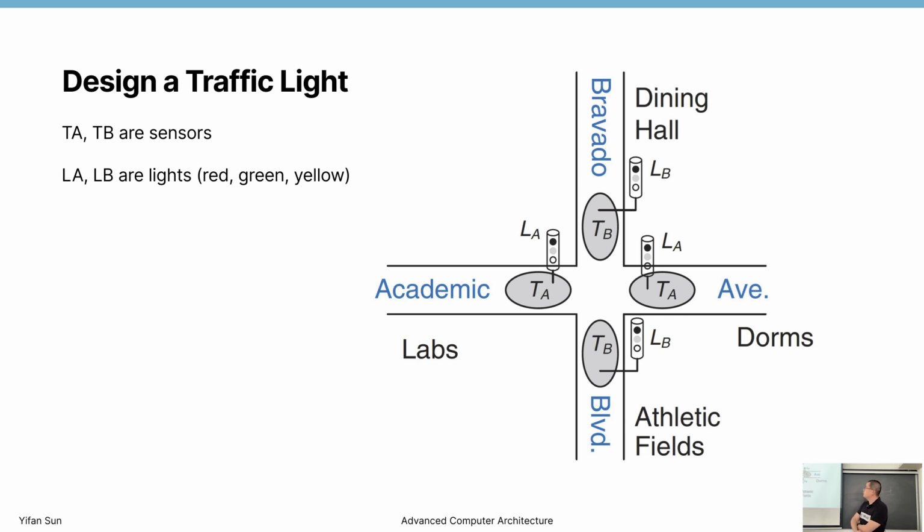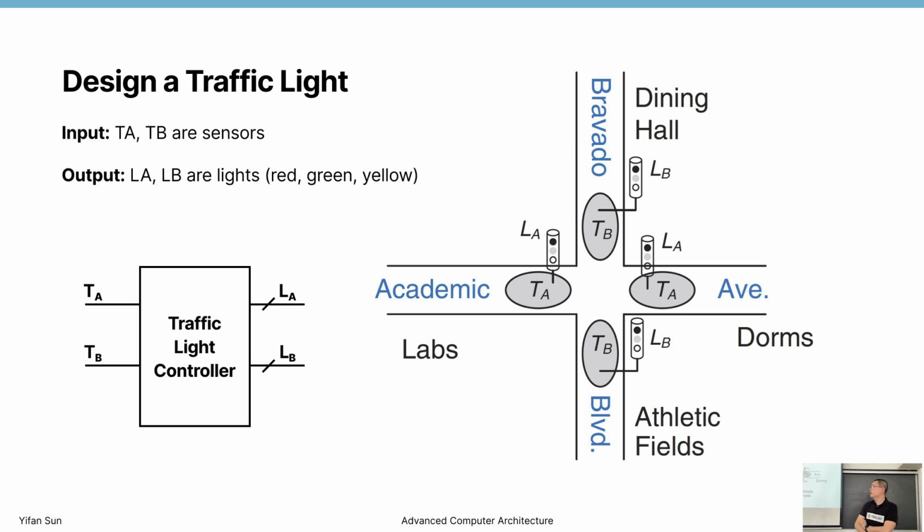So we have two sensors. We consider TA as one sensor: although there are two physical sensors, if either one of them is triggered, then we consider TA triggered. TB is the same for the other direction. You will also have light A and light B. Light A and light B can each be red, green, or yellow. So here we have the input and output.